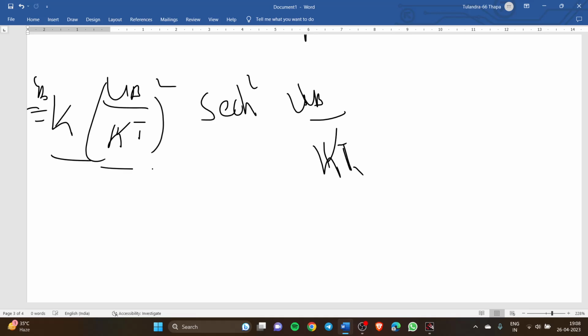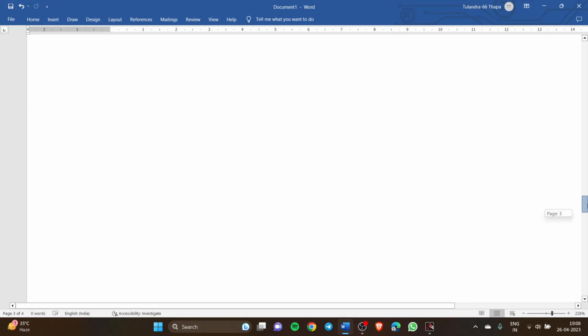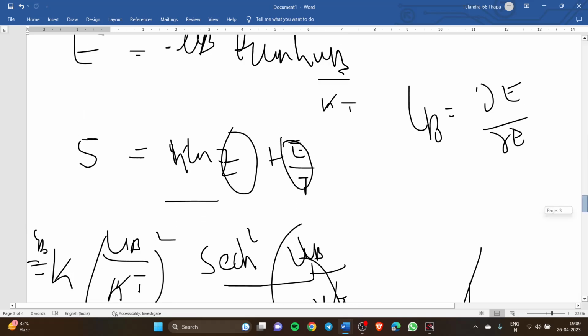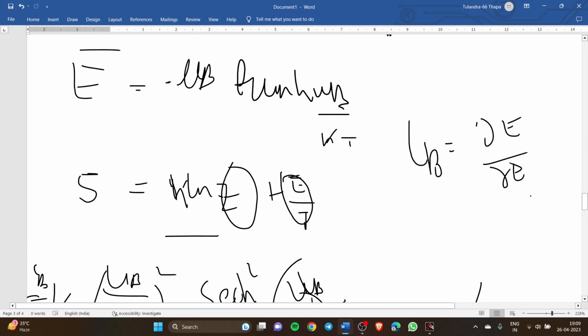Here it is written as k (νB/kT)² sech²(νB/kT). You can differentiate and get this formula directly also. And for S, I have already told you, here put the value of Z, 2 cosh(νB/kT), and here put the value of E, that is above, −νB tanh(νB/kT).